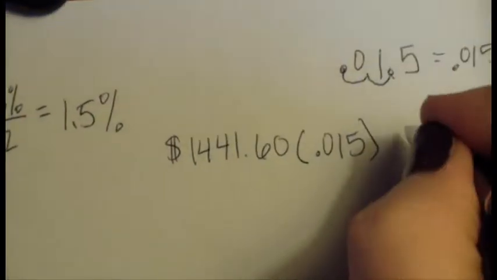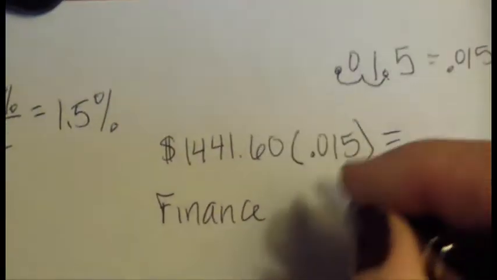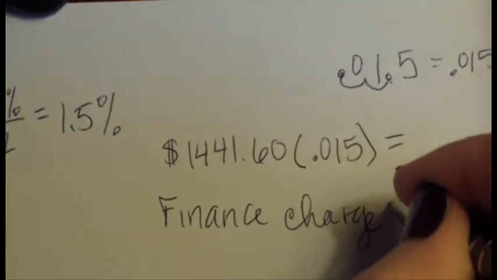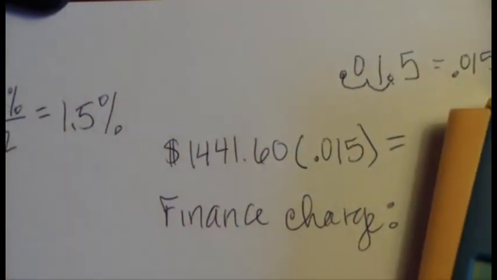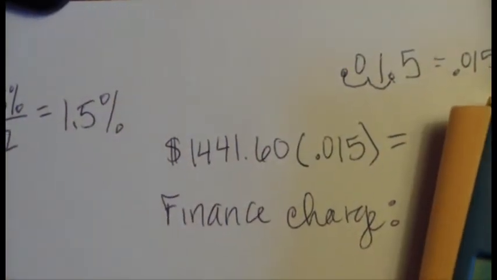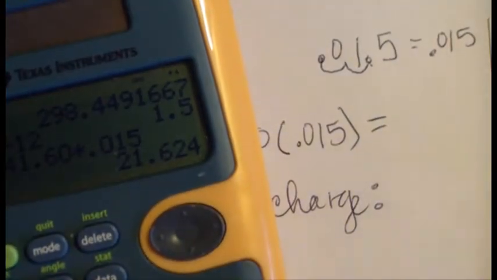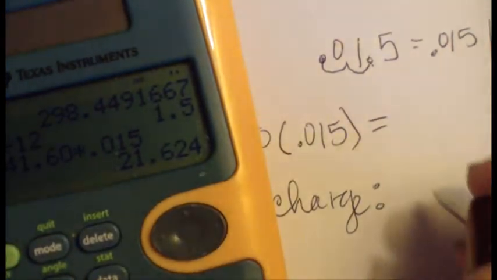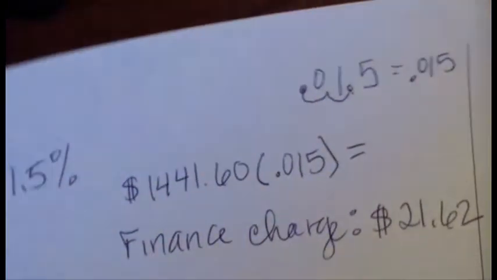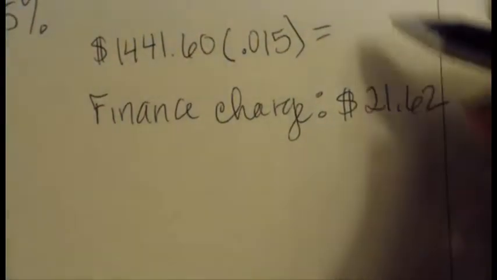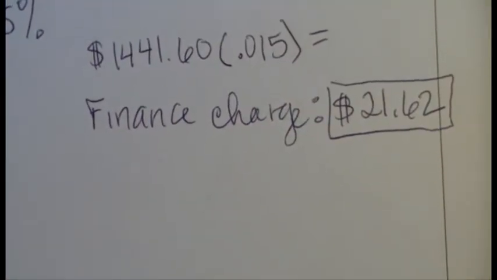So if you multiply those together, that's going to give you her finance charge. So finance charge, we've got $1,441.60 times 0.015, and we get $21.62, which is her finance charge. So the biggest thing to remember when doing these is changing that APR to a monthly percentage rate before multiplying. So make sure you do that.